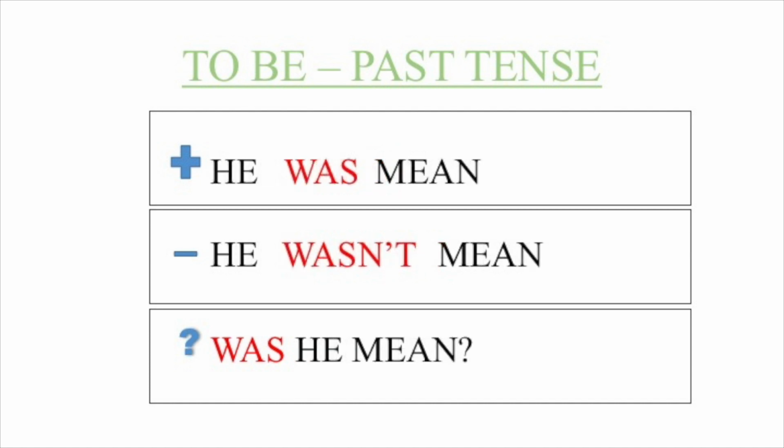He... something mean. What do we say? He was mean. But then negative, he wasn't mean. And how about the question? Not he was... was he mean? He was mean. He wasn't mean. Was he mean?